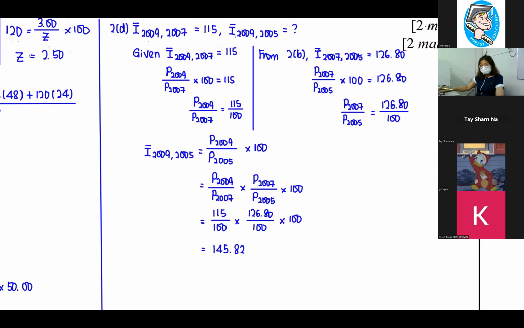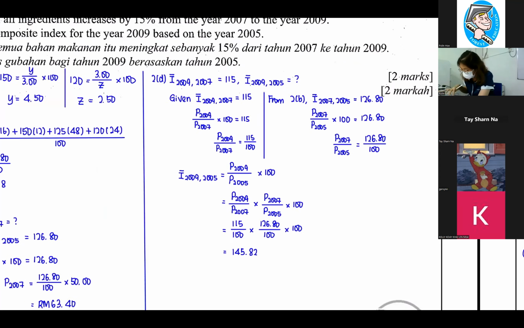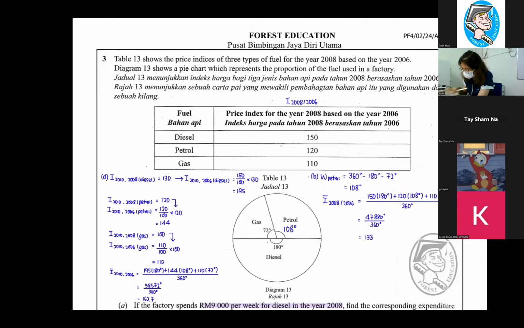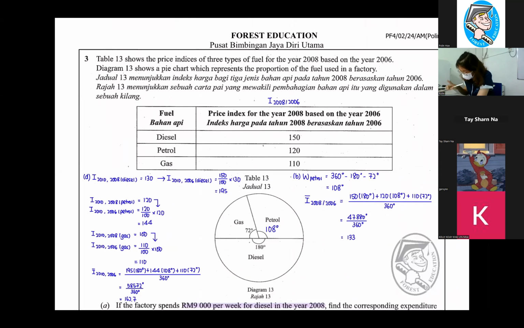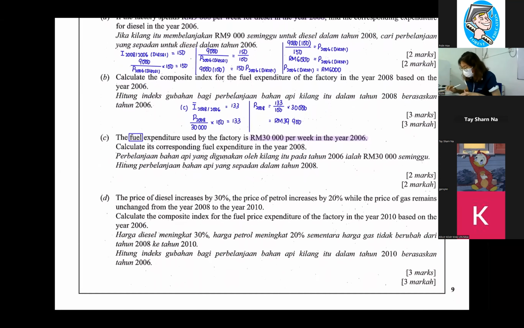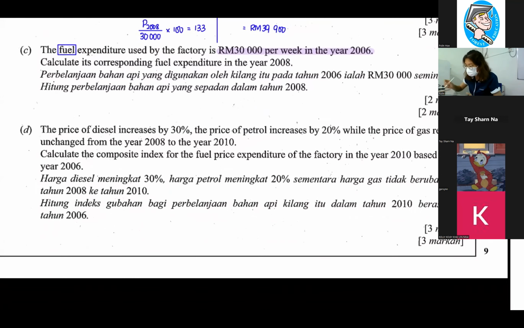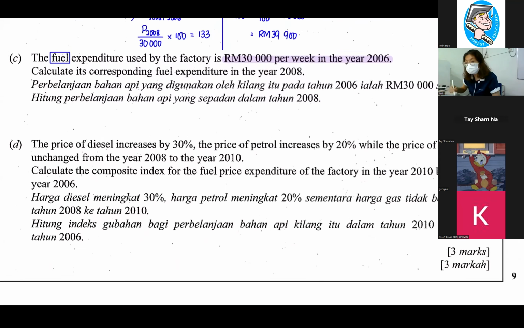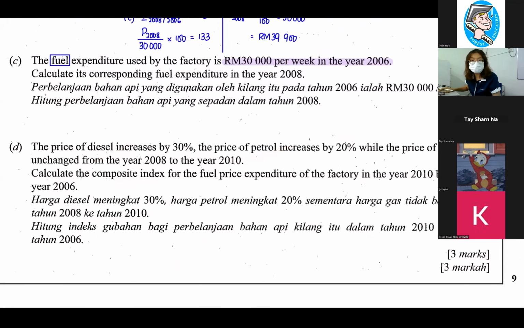After that, let's proceed to question 3. Question 3 we have done last week, blah, blah, blah, until part C. We done until part C. But part D, you see, part D is the thing that I say. All the ingredients, they increase at a different rate.